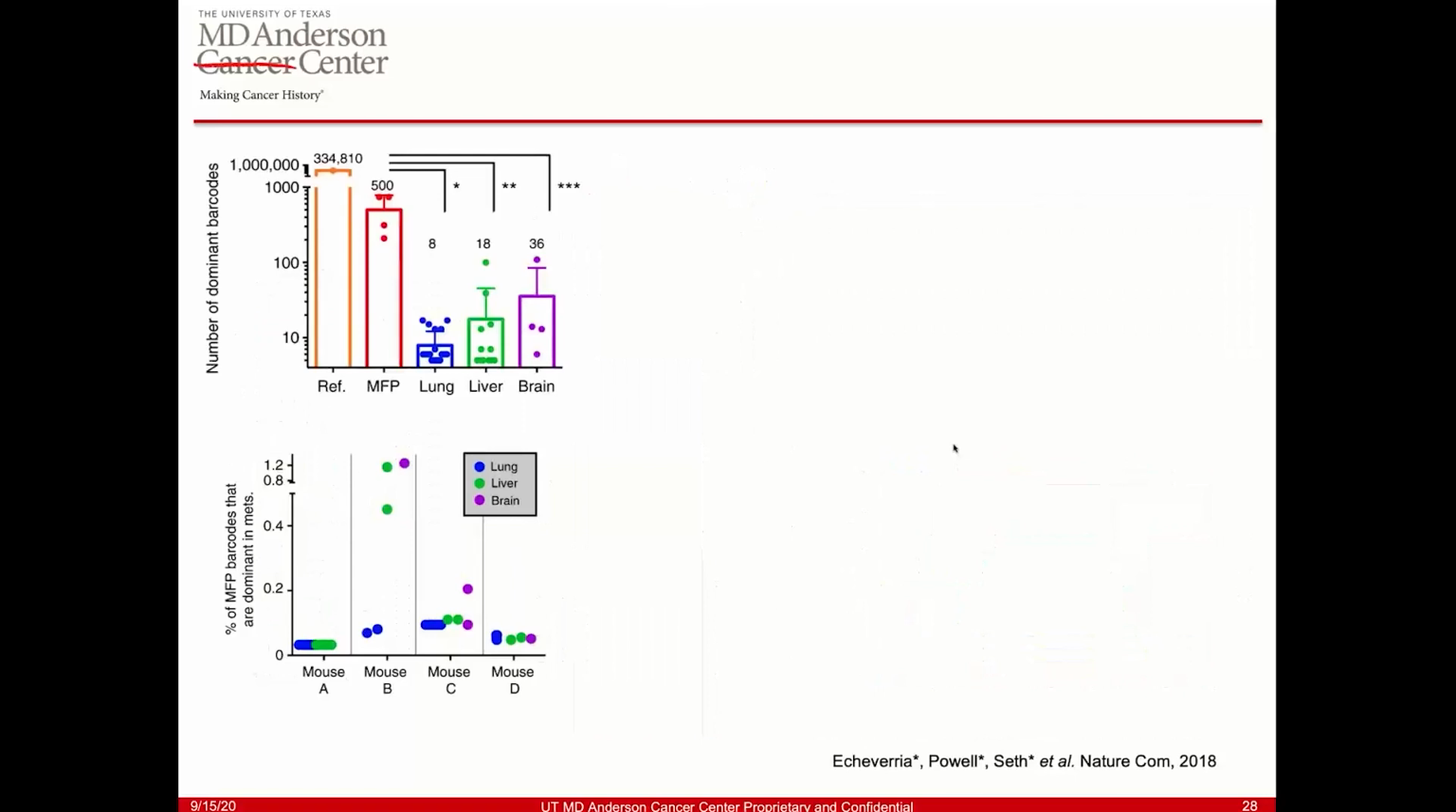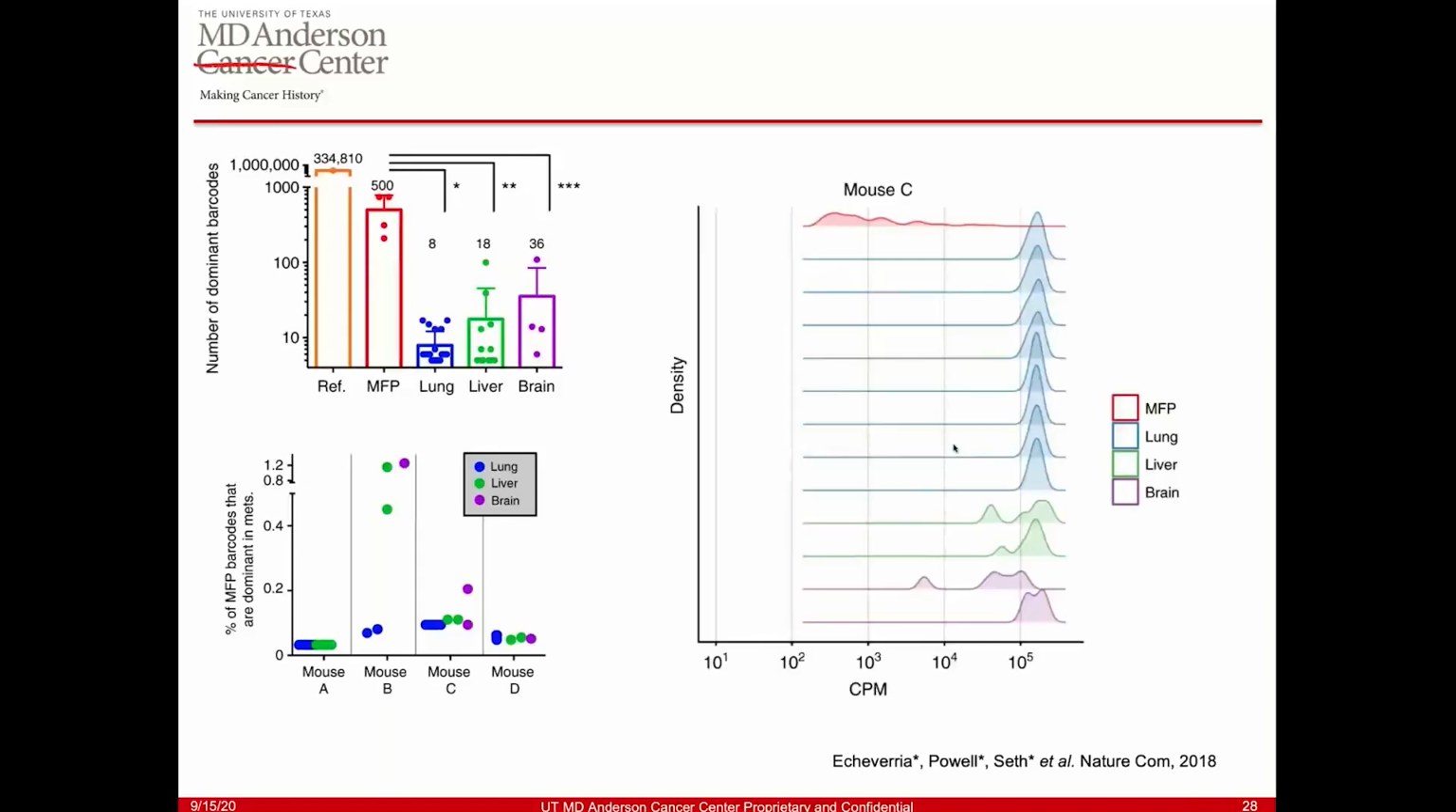To go further, we are also able to use the barcodes. Here, what we show is the number of dominant barcodes on the left. And we see that the number of dominant barcodes decreases once we move to the lung, liver, and brain. And we can also see that using density plots.